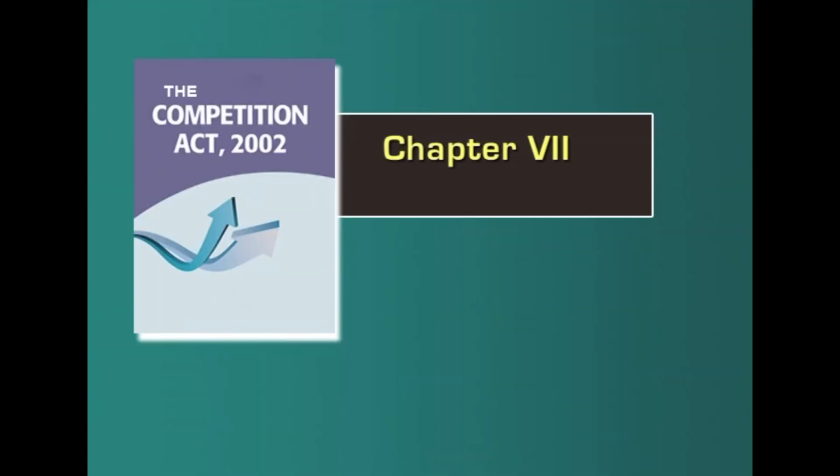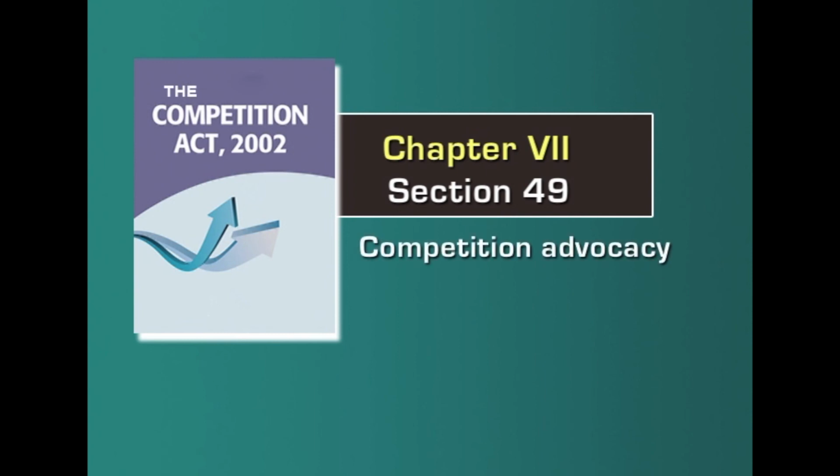With this section 48, we have completed a chapter of penalties, and we will move on to the next chapter, that is Chapter 7. Chapter 7 contains only one section, that is section 49, and section 49 basically deals with competition advocacy. This is a kind of section which mandates the Commission to indulge itself in terms of propagating, spreading message about Competition Act and also imparting some sort of a training on competition issues.